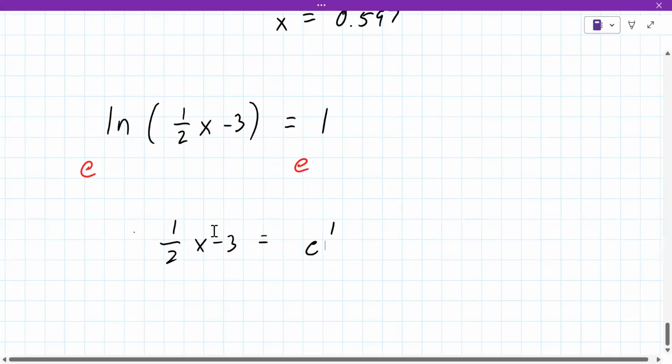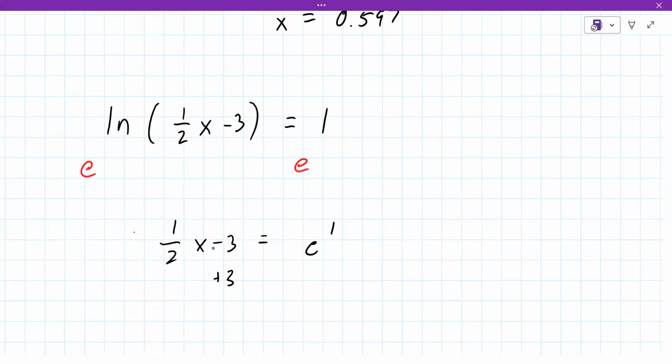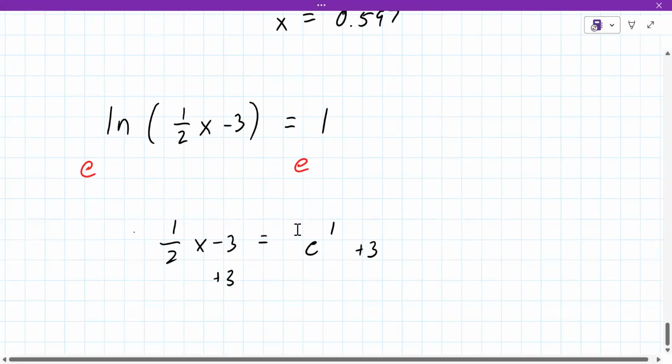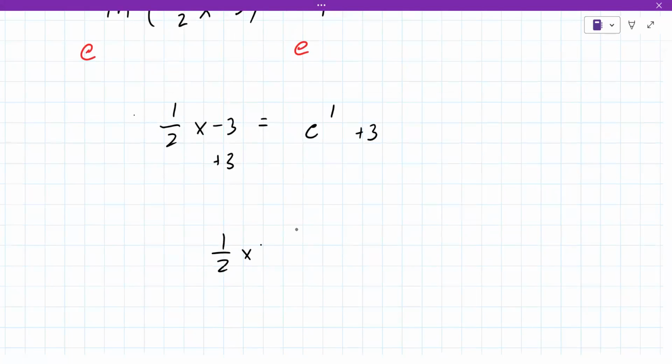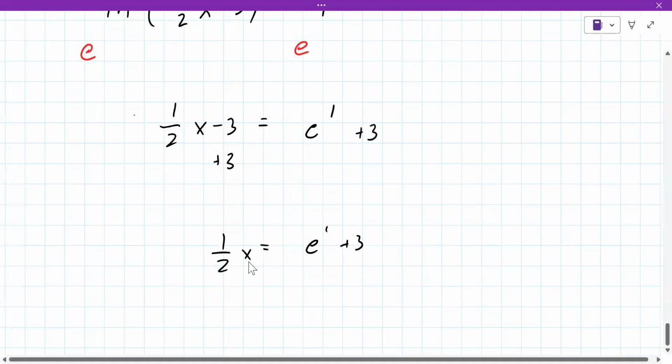To solve for x, we're going to add 3 to both sides. We're going to undo minus 3 with plus 3. So it's 1/2 x equals e to the first power plus 3. Now to undo 1/2, you might say, well, hey, I can divide by 1/2, and that's true. That is totally true, but it's awkward.